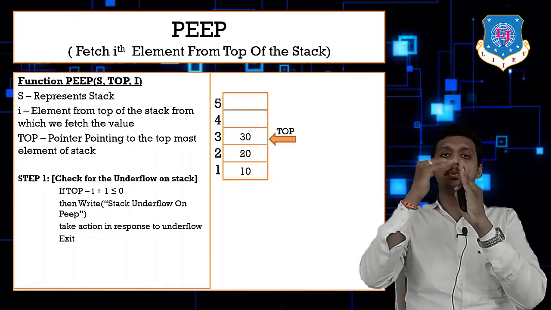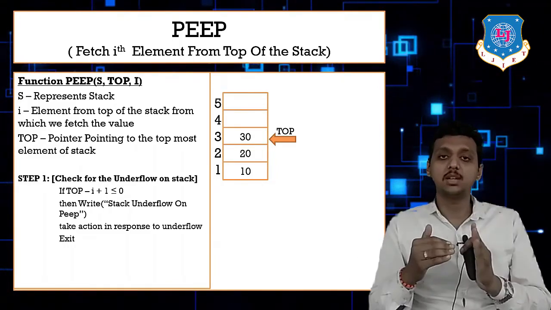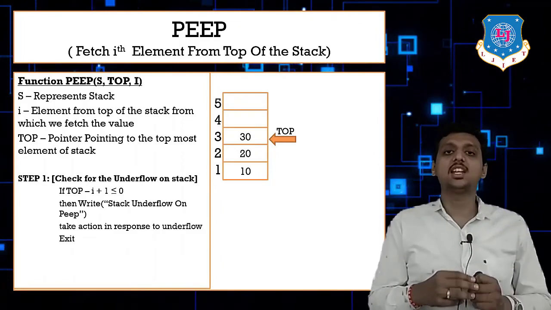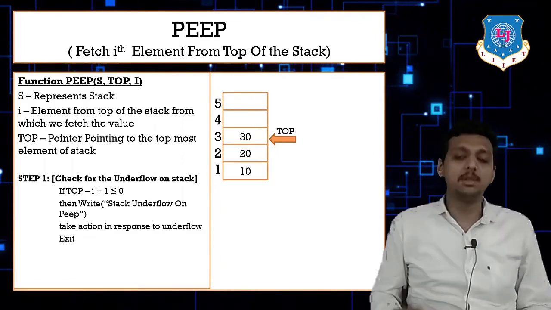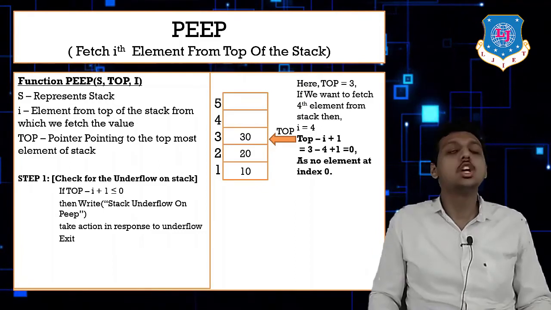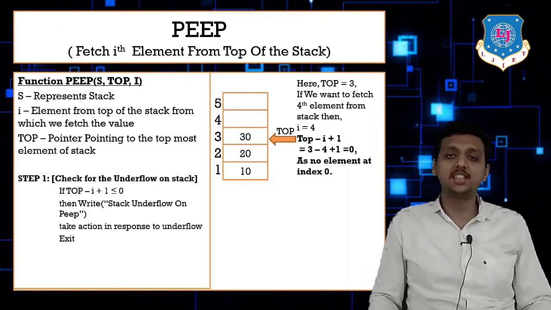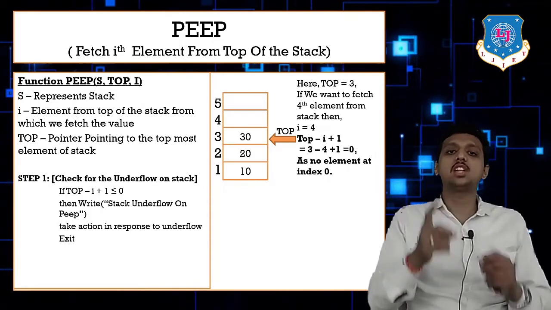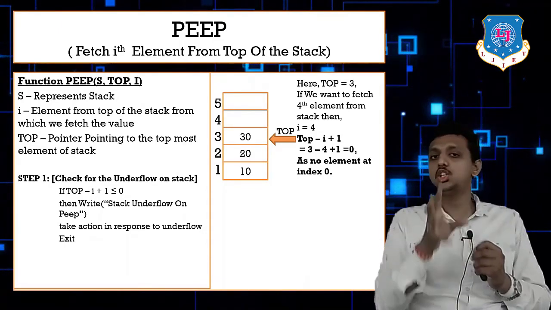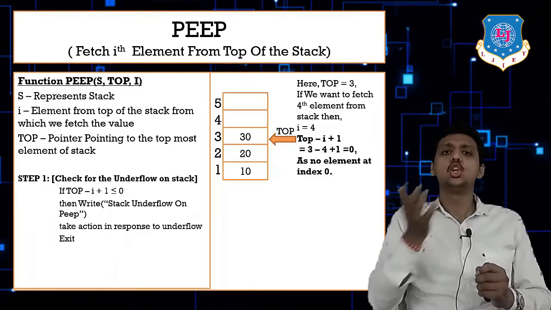If I want to fetch the second element from the top of the stack, that is below the top, that is 20. The third element from the top of the stack is 10. The fourth element from the top of the stack is nothing, because only 3 elements are there. So when top is pointed at 3, and you need to fetch the fourth element, the condition goes like this: top minus 4, where I is 4.